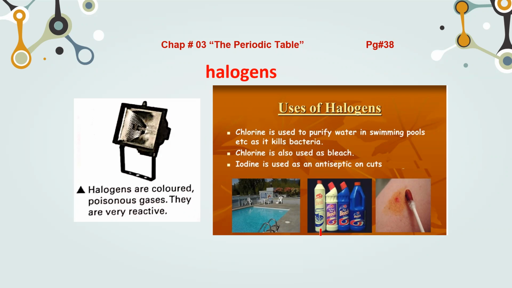Iodine is another element that belongs to group 7. It is used as an antiseptic on cuts. Okay, if there is a cut on your skin, you put iodine over there, and that iodine will protect that cut or wound from the germs. It will not allow the germs to enter that cut. So it is used as an antiseptic. Antiseptic means it will protect your skin from germs. So halogens are colored poisonous gases and they are very, very reactive.